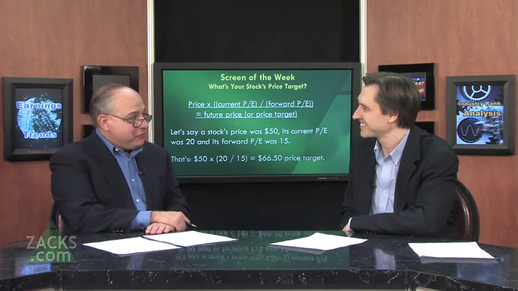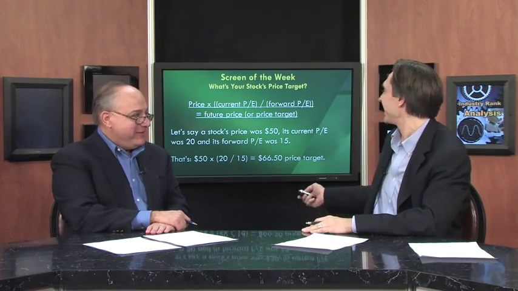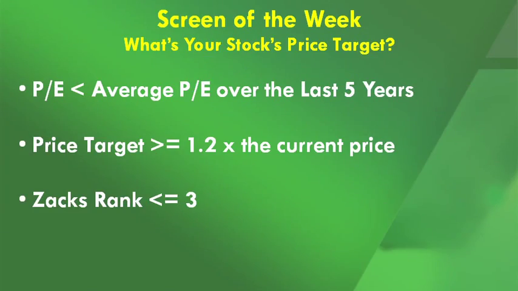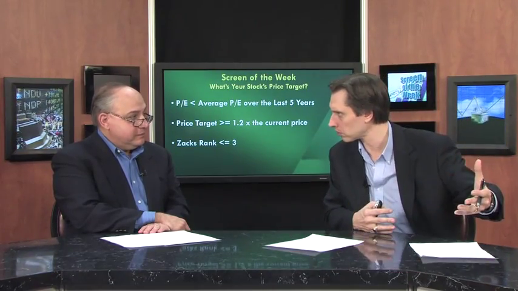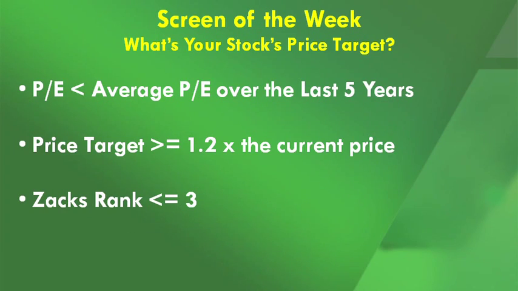How about the parameters for the screen? All right, check it out. The parameters for the screen are this. We are looking for companies that have a PE ratio less than the average PE over the last 5 years. I want to see the stock's PE to be less than the average because this shows that there's room for it to grow above its historical norm, okay? Then I want to see the price target to be 1.2 times the current price. In other words, the price target has to be a minimum of 20% higher than the current price.